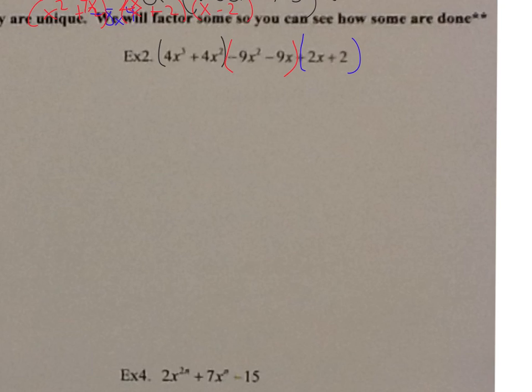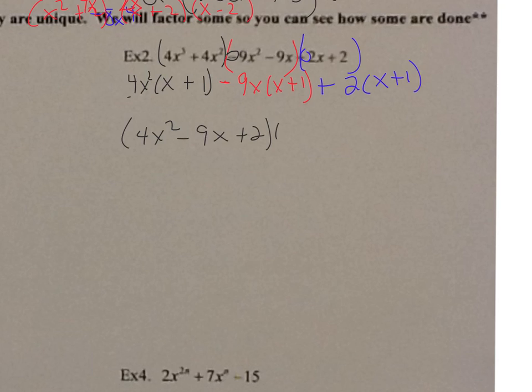So let's look at the first group. There's a GCF, and the GCF is 4x squared times x plus 1. There's a minus here, so that's going to go on the outside. Minus, GCF is 9x times x plus 1. There's a plus here, so that's going to go on the outside, and then the GCF is 2 times x plus 1. All right, so my factors are all your coefficients. So we have 4x squared minus 9x plus 2. That's one factor. And then the other factor are your parentheses that are doubled or tripled in this case.